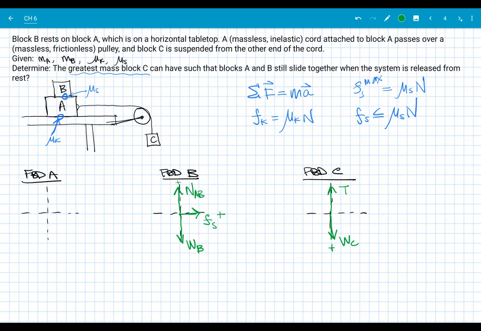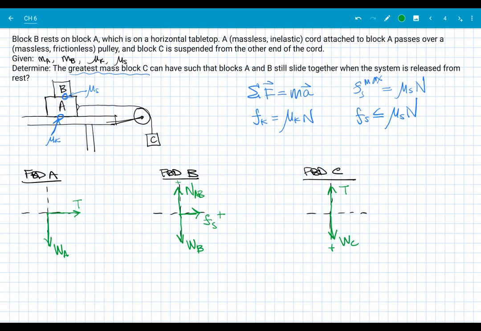For block A, now I can start looking at A. I know I've got, what do I have downward? I know I have the weight of block A downward, and block A is also attached to the cord, right? Block B is not. The cord is not touching block B. So that does not belong on the free body diagram for block B, but it does for block A. So it's in contact with A. That would be a rightward force on block A. We're calling that T there.